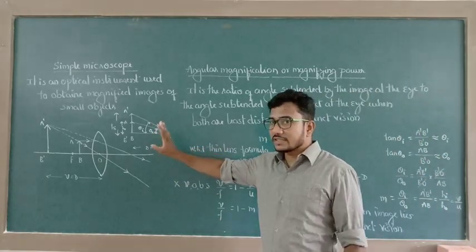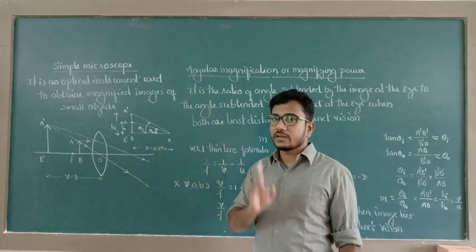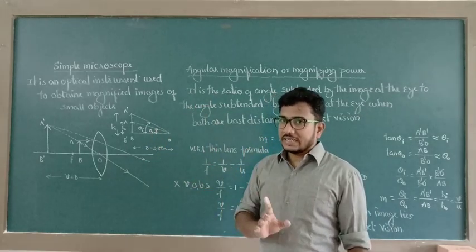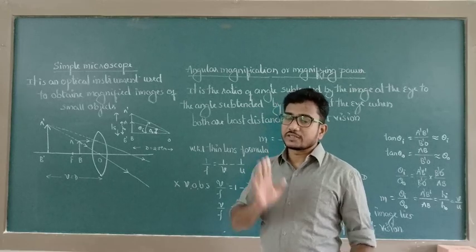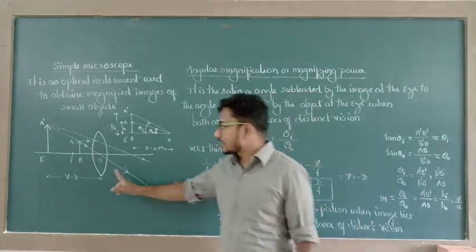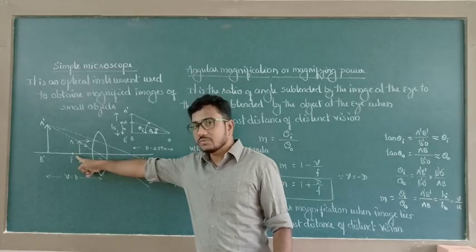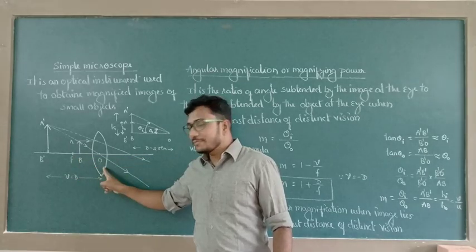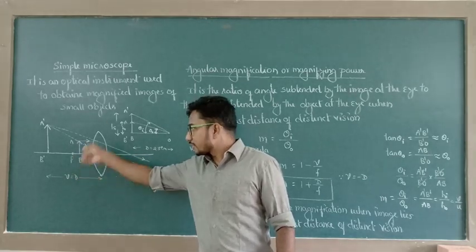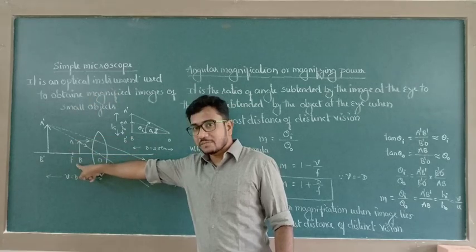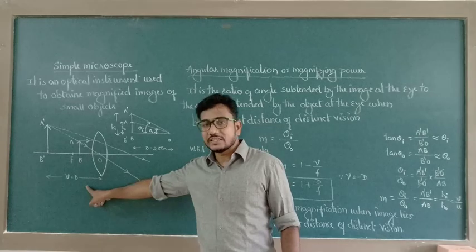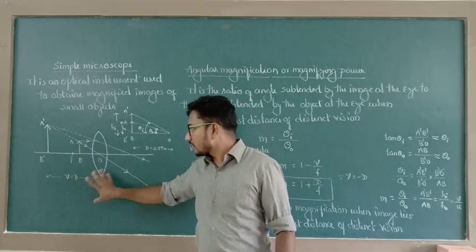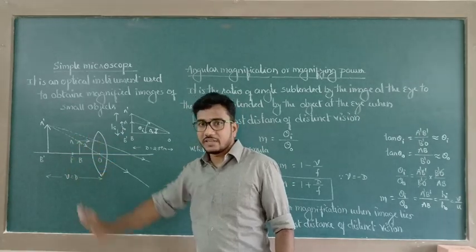Here we have considered both at the same distance only in order to categorize the angle made by the image and the angle made by the object. According to the concept, when an object lies between the principal focus and optical center, then its image lies beyond the principal focus on the same side of the object at 25 centimeter. We just plot this diagram in your examination.